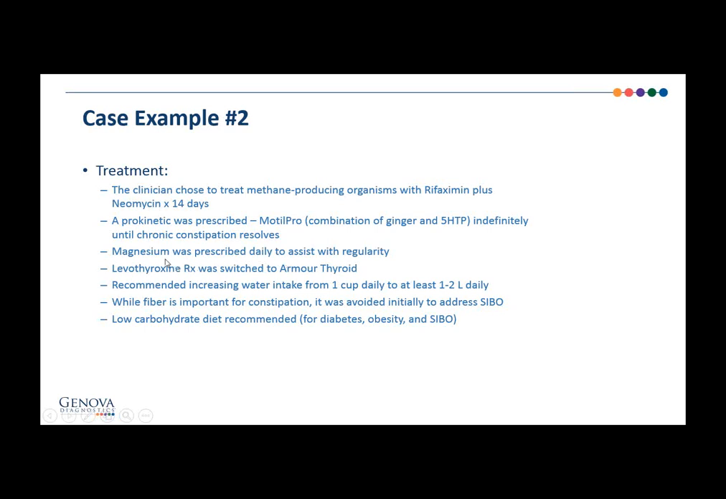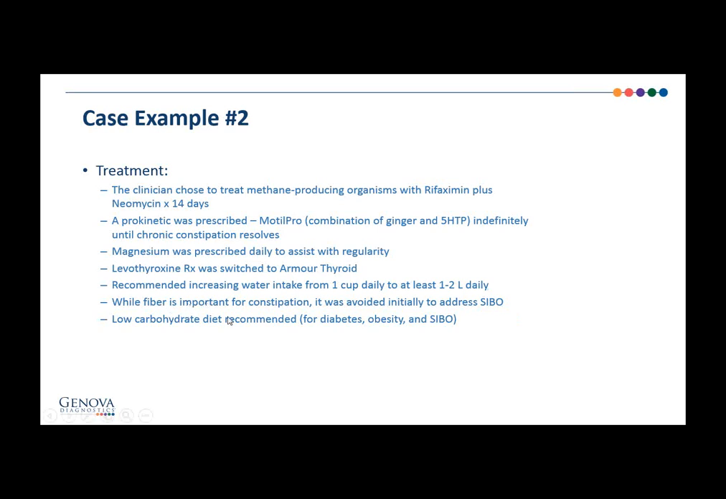Along the same lines, they prescribed magnesium daily to help with regularity. They switched the levothyroxine prescription to Armour Thyroid. They recommended increasing water intake from 1 cup daily to at least 1 to 2 liters daily. Hydration is really important for regularity as well.